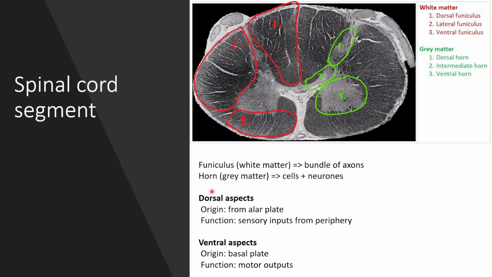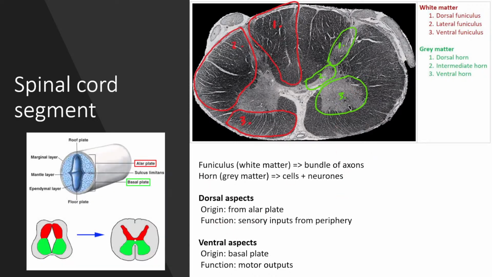And the reason why it's dorsal and ventral is to do with the embryology. So the naming of things always comes back to the embryology. So this is why embryology is so important. The dorsal aspects originate from something called the alar plate, which is part of the roof plate. And it's responsible for the sensory inputs from the periphery. The dorsal aspect from the alar plate. So as this develops, this becomes the sensory part. So the dorsal part is the sensory part.